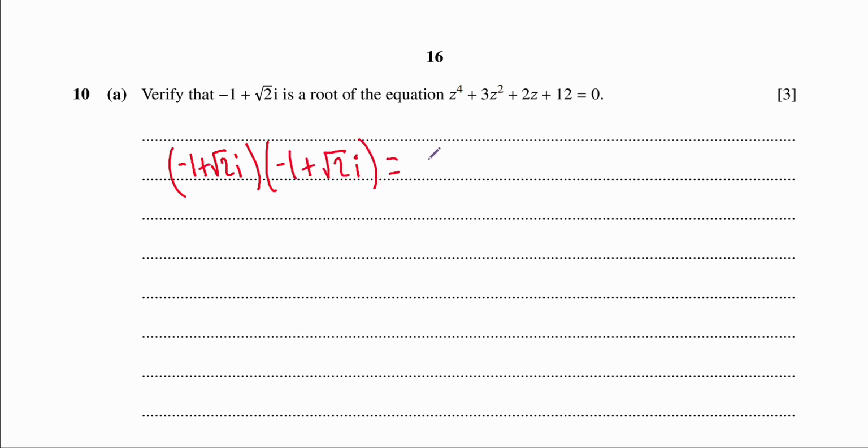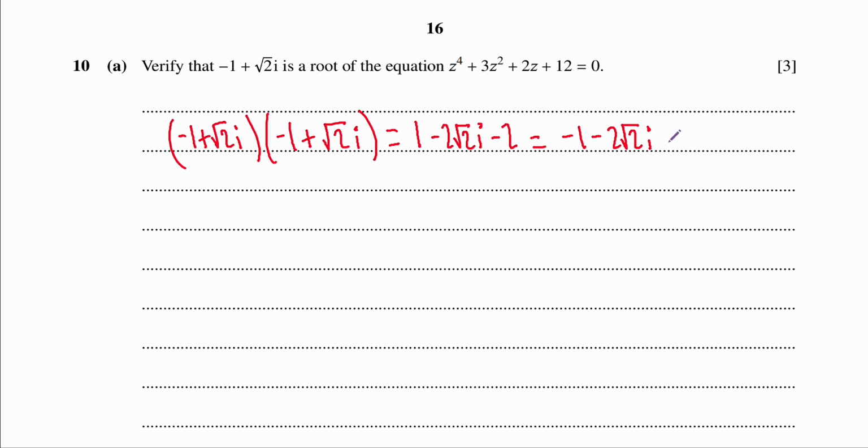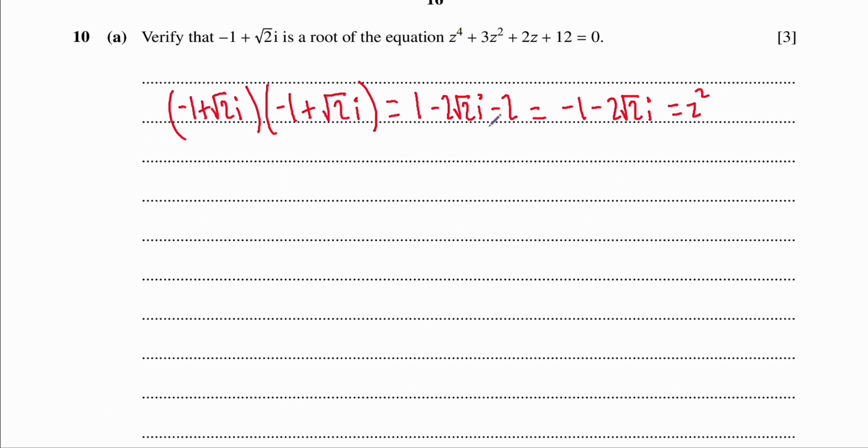That's going to give us 1, and then minus 2 root 2i, and then plus 2 times i squared, so minus 2. Which is just minus 1 minus 2 root 2i. Okay, so far so good. That's not that bad. So this is z squared, because we just squared z.